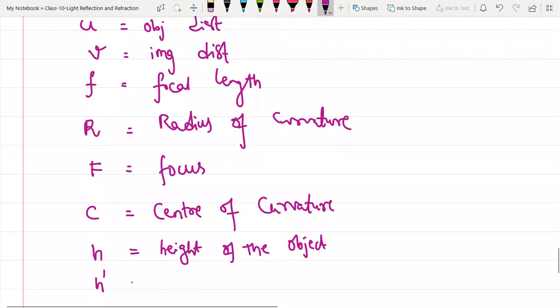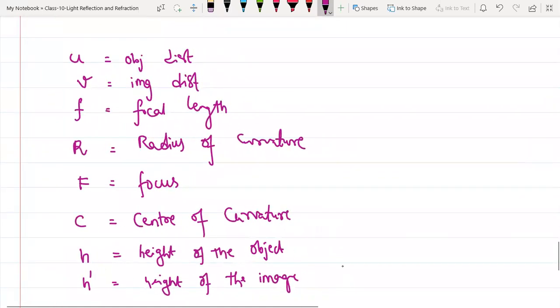H dash stands for height of the image. So remember all these letters: U, V, small f, capital R, capital F, capital C, H, H dash. Whenever you are writing numerical problems, you must mention in given data these letters only.